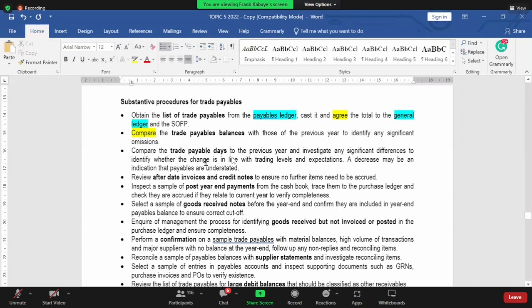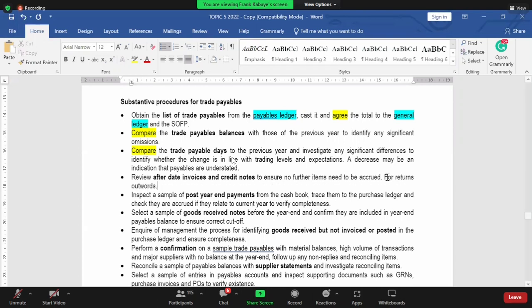I talked about matching the review of after date invoices and credit notes to ensure further items need to be accrued. So this is like items you have returned. This is for returns outwards. When you return goods out, maybe they were excess, they issue us a credit note. Now, that credit note is supposed to adjust our invoice down on their demand. If you return goods of 1 million, then they should remove 1 million from your balance with the creditors, but you also remove it from your account. Because remember here you debit returns outwards, and you credit creditors. So we should be seeing that reduction in creditors.